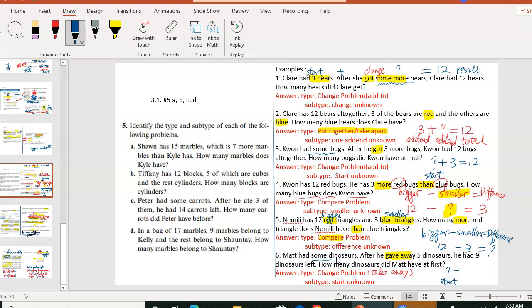And gave away means minus. So he takes away 5. Now he had 9. So take away, this is the change. Whether you add some to a collection or give away some, that's the change. And this is the result. How many are left, that's the result. So in this case, we can see it's the start unknown.